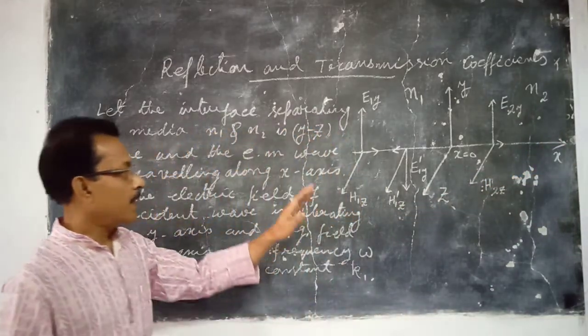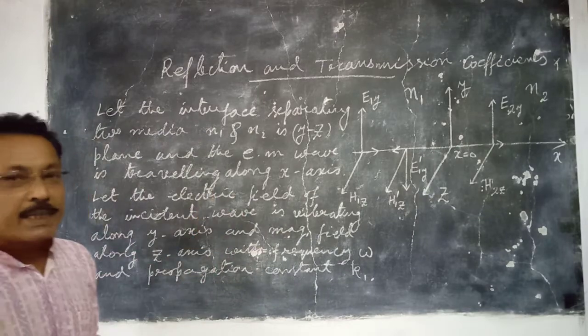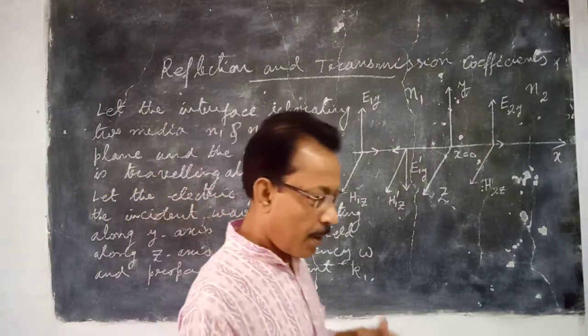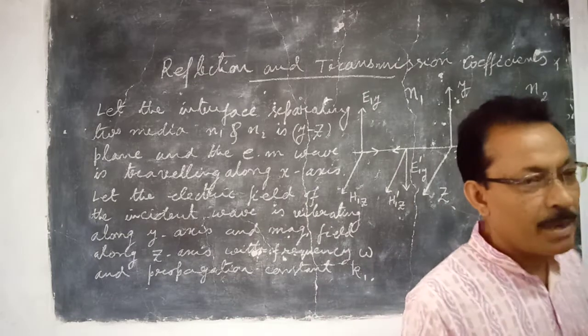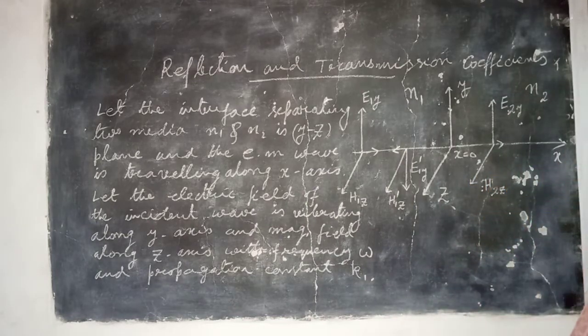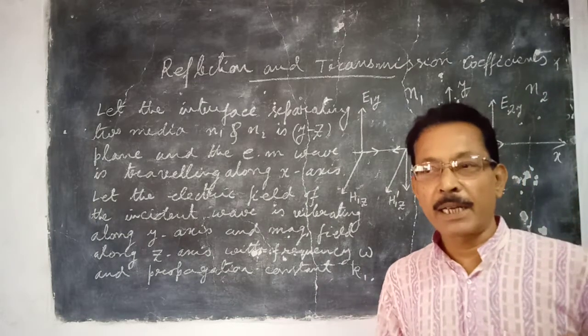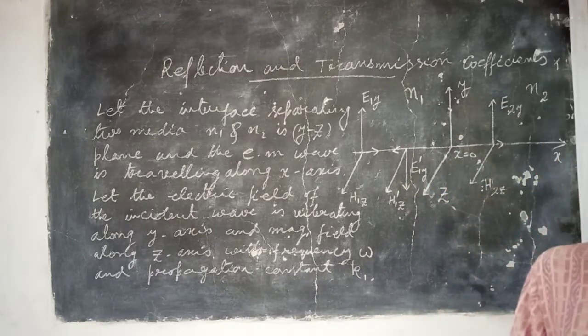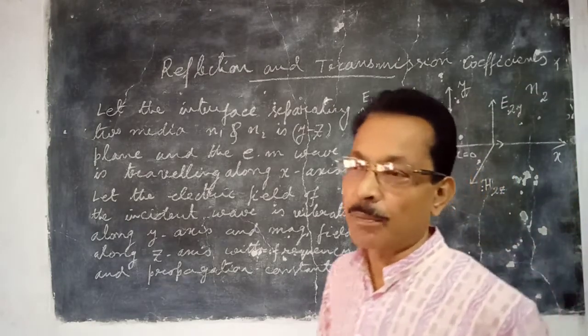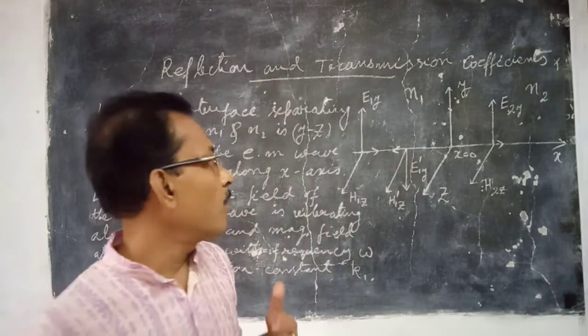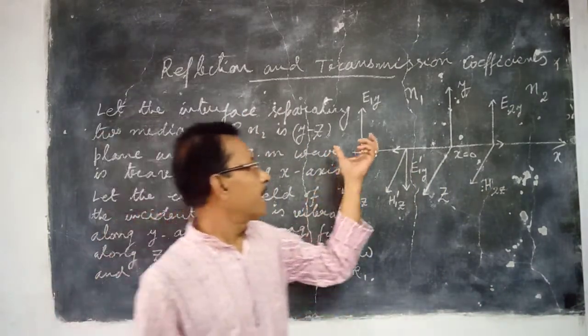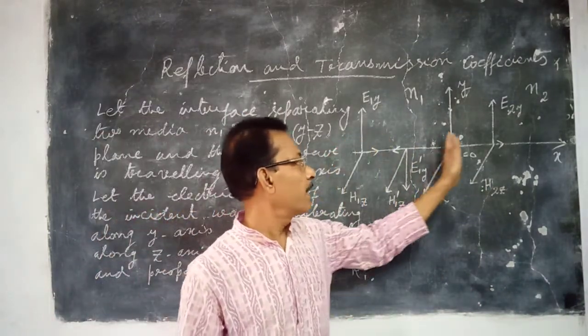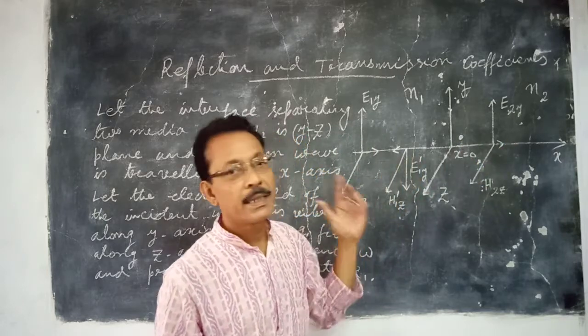Now here we first calculate the amplitude reflection and transmission coefficients, how much part of the total amplitude is reflected back and how much part is transmitted. And then we calculate the average power, that means intensity. We know that the intensity is proportional to the square of the amplitude. So then how much intensity of the incident wave is transmitted and how much part is reflected back.